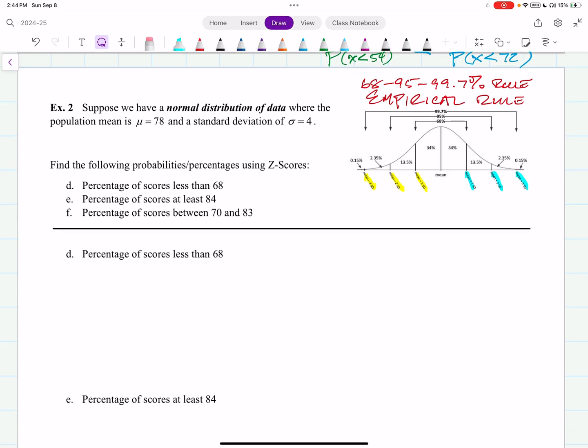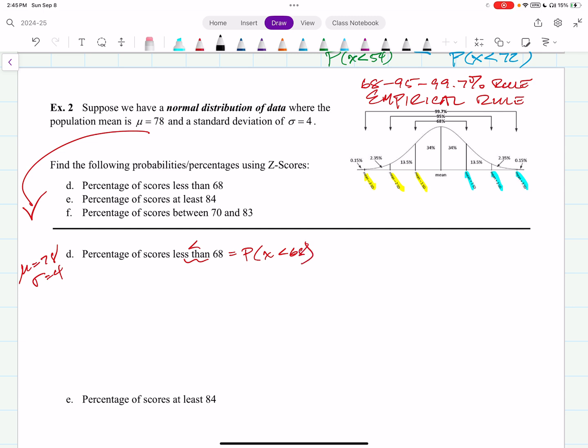So example two: suppose we have a normal distribution of data where the population mean mu is 78. I'm just going to record this off to the side, and we have a standard deviation of 4, so sigma is 4. Find the percentage of scores less than 68. You write that as P, for percentage or probability, of the score being less than, keyword less than, 68. That's how you write it mathematically.